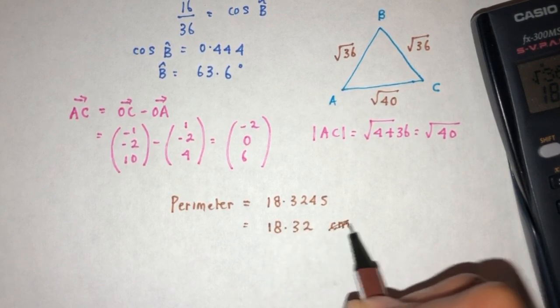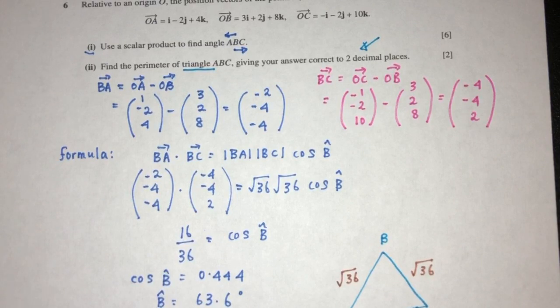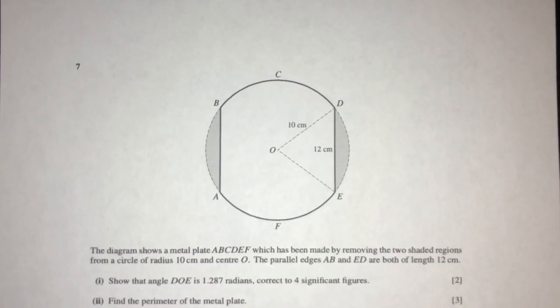I think here we have to use units because we don't know the quantifier. Okay, so that will be question part 2, finding the perimeter of the triangle ABC and giving your answer correct to 2 decimal places. Let's move on to the next question.